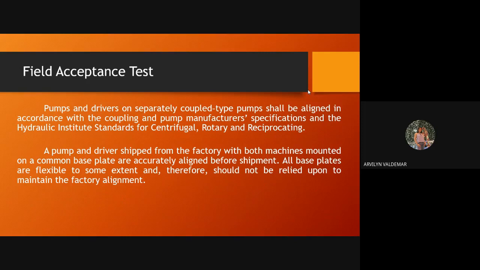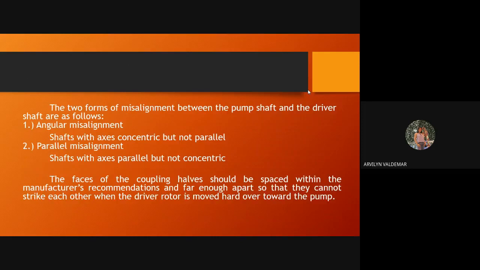Field acceptance test. Pumps and drivers on separately coupled type pumps shall be aligned in accordance with the coupling and pump manufacturers' specifications, and the Hydraulic Institute Standards for Centrifugal, Rotary, and Reciprocating pumps. A pump and driver shipped from the factory with both machines mounted on a common base plate are accurately aligned before movement. All base plates are flexible to some extent and therefore should not be relied upon to maintain the factory alignment. The two forms of misalignment between the pump shaft and the driver are as follows.